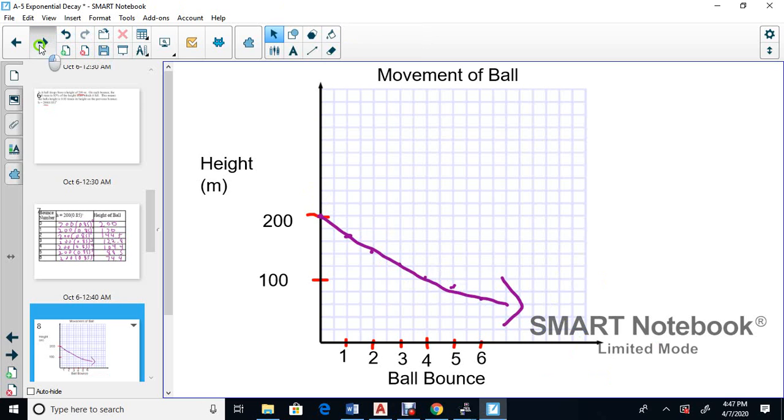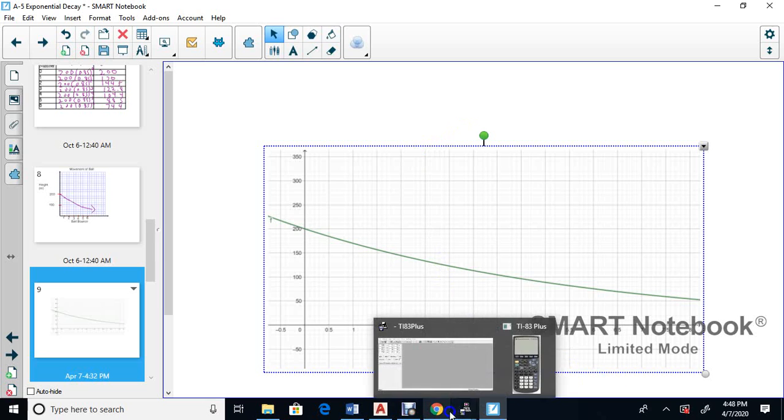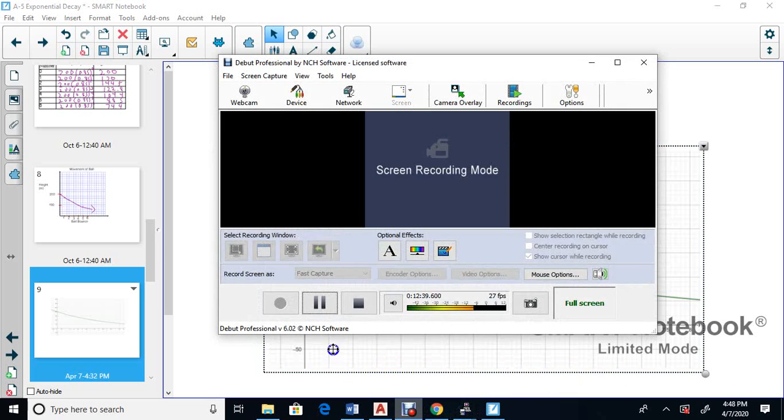I'll show you I did a computer version. It's supposed to look like a curve like this. It just doesn't have the titles. Okay, so at this point, I will go to the second video.